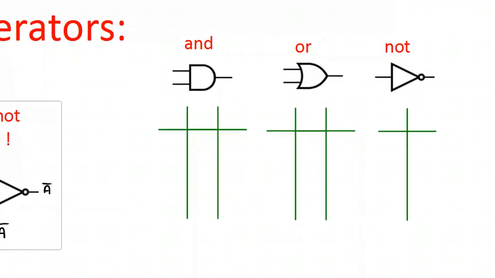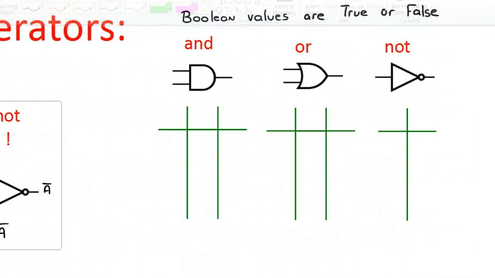So I have some truth tables here, and what we're going to do is populate these just to make sure we understand the difference between AND, OR, and NOT. We're going to fill this in by looking at Boolean values. Boolean values, just to remind us, are true or false. And sometimes people will write these with 1 for true, 0 for false.